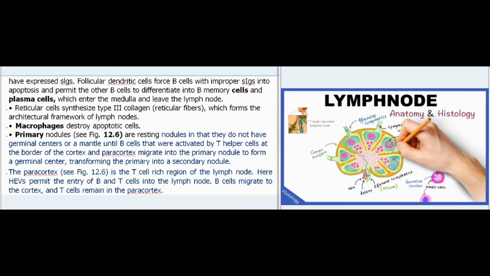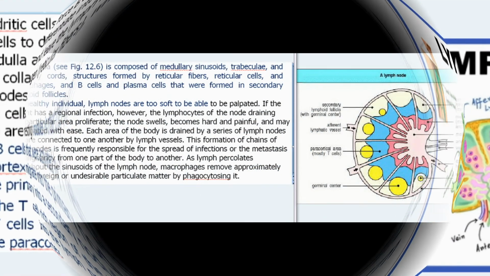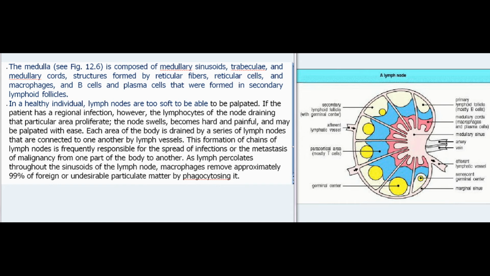Primary nodules, see Fig 12.6, are resting nodules in that they do not have germinal centers or a mantle until B cells that were activated by T helper cells at the border of the cortex and paracortex migrate into the primary nodule to form a germinal center, transforming the primary into a secondary nodule. The paracortex, see Fig 12.6, is the T cell-rich region of the lymph node. Here HEVs permit the entry of B and T cells into the lymph node. B cells migrate to the cortex, and T cells remain in the paracortex.